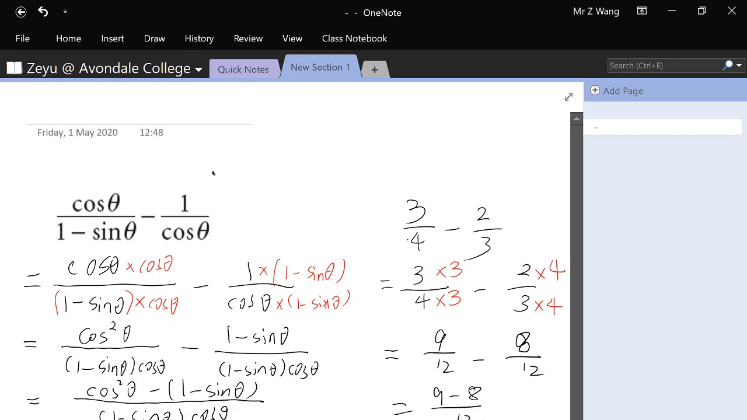And that's exactly what's shown in the example, right? Okay.